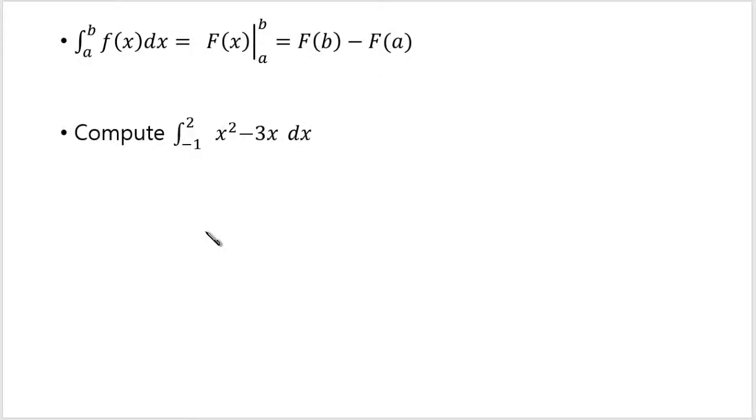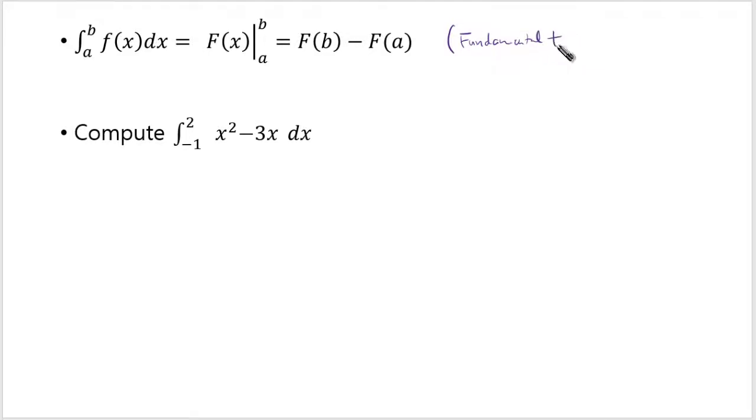We learned that definite integrals, when you integrate a function from a to b, are calculated by first finding the antiderivative and plugging in the endpoints like this. So you plug in b first and then a next, and you subtract them. And this is what we call the fundamental theorem of calculus.